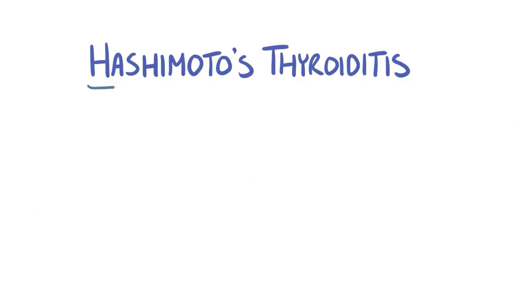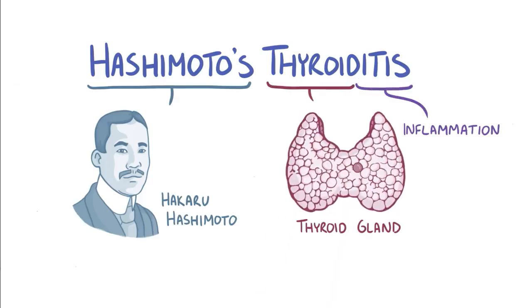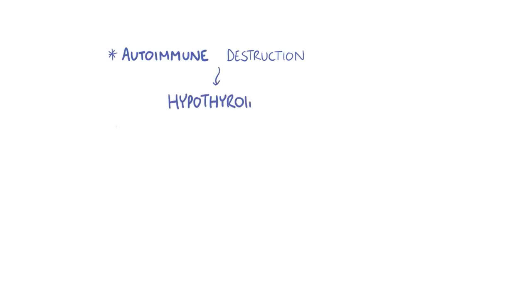Hashimoto's thyroiditis, named after the Japanese physician Hikaru Hashimoto who first described it, belongs to a group of disorders where there's some form of inflammation of the thyroid gland. It's basically an autoimmune destruction of the thyroid gland, which typically progresses gradually to hypothyroidism, or a state of low thyroid hormones.